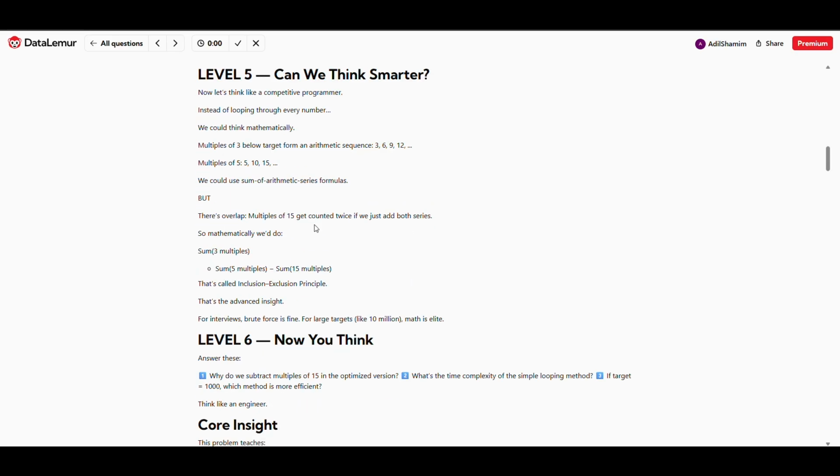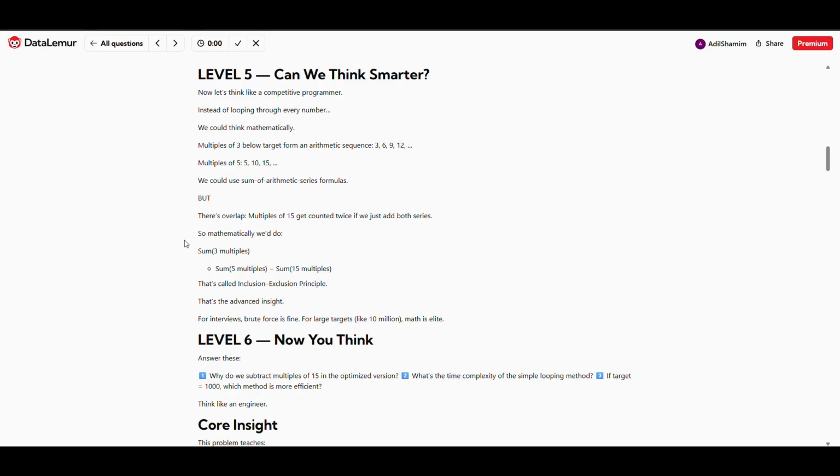Okay. Can we think smarter? Let's try to think smarter. Now let's think like a competitive programmer. Instead of looking at every number, we could be thinking arithmetically. The multiples of 3 up to the target value, and the multiples of 5. There is the 5 multiplication and this is the 3 multiplication. We will use the arithmetic series formula. But there is overlap. Multiples of 2 continue the 2. We just add both series.